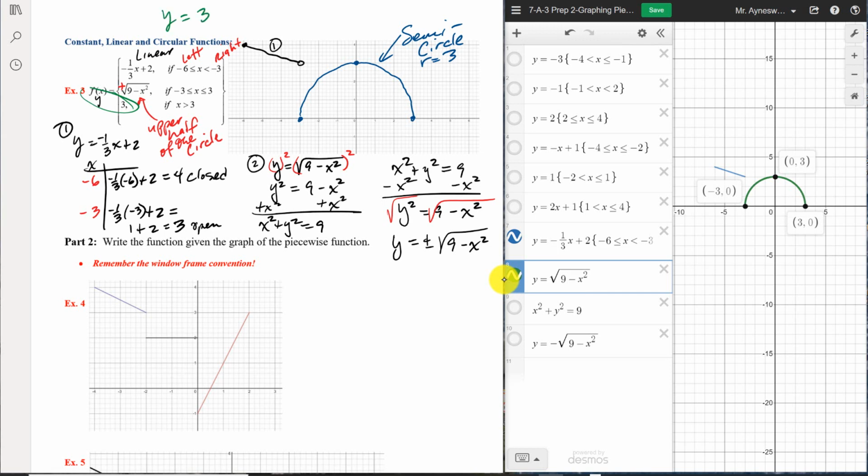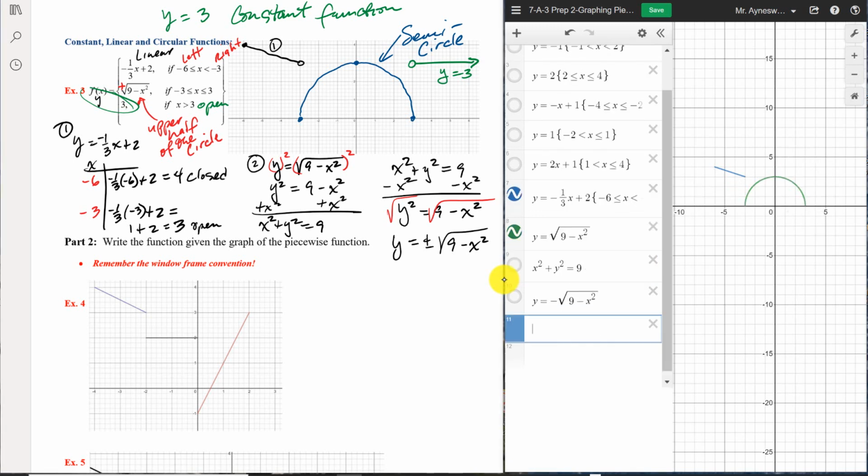This is piece number 3. That's a constant function. So since you know that already, because we talked about that earlier, this is a constant function to the right of 3, open at 3. So it's going to be open here because it's greater than 3. So y equals 3, you go 3 units up. So it starts at 3, so it's going to be open here. And so this is y equals 3, the third piece right here.